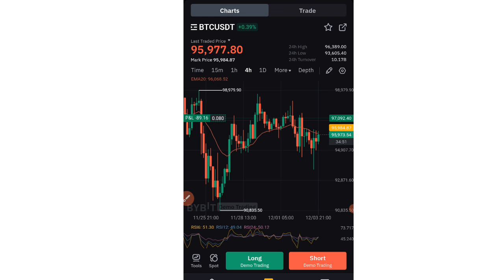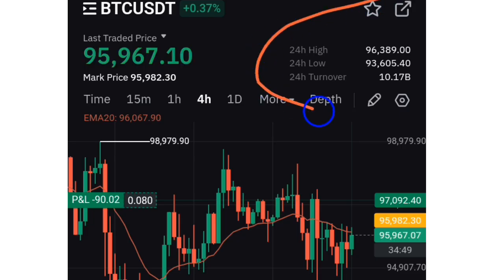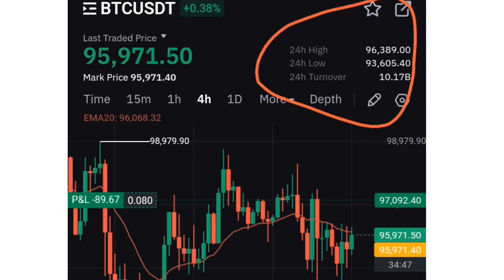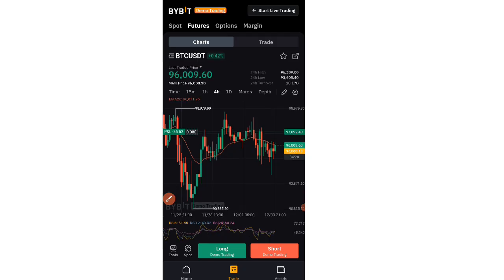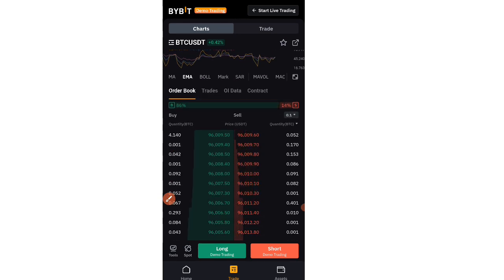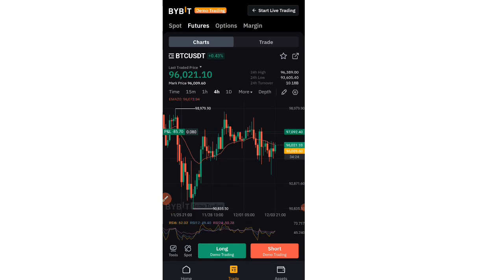So you come here, you can see some things. You can see 24 hours high. 24 hours high is the highest this coin has gone in the past 24 hours. 24 hours low is the lowest this coin has gone down in the past 24 hours. 24 hours turnover is the number of persons that have traded this coin in the past 24 hours. So if you understand that, let's go to trade. You click on trade over here.